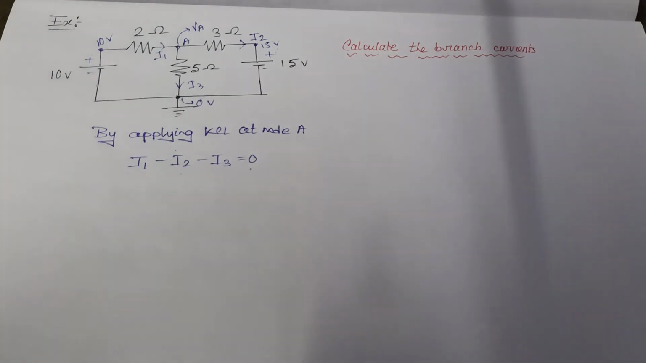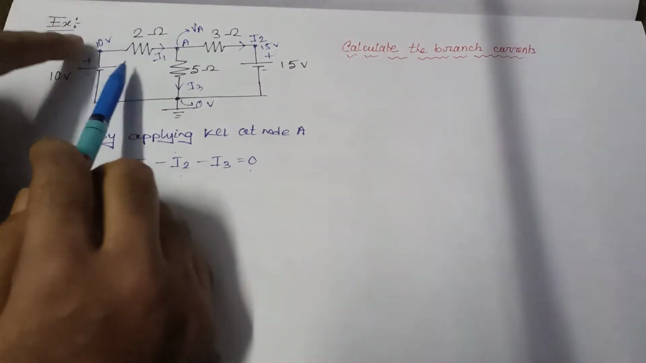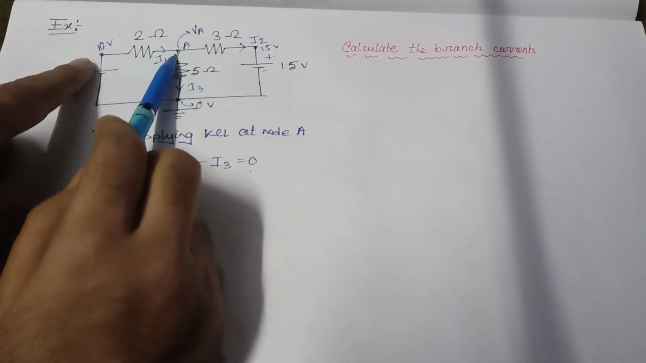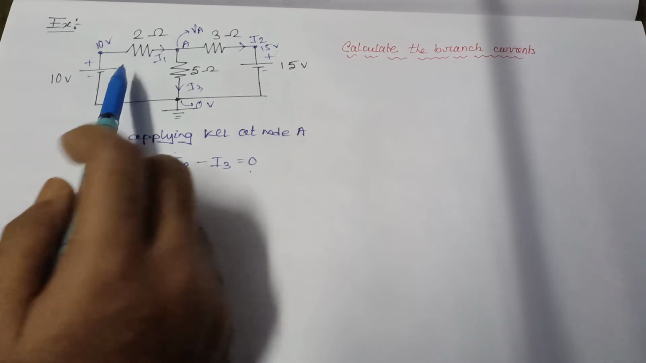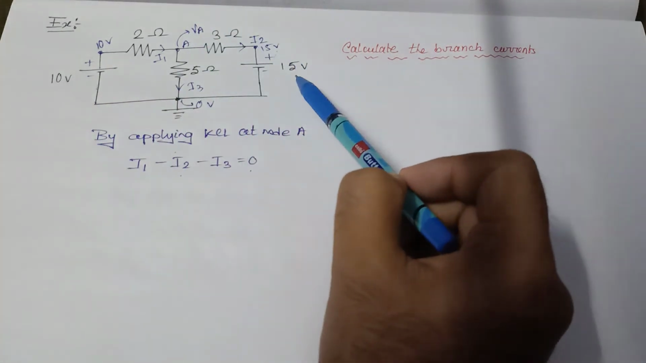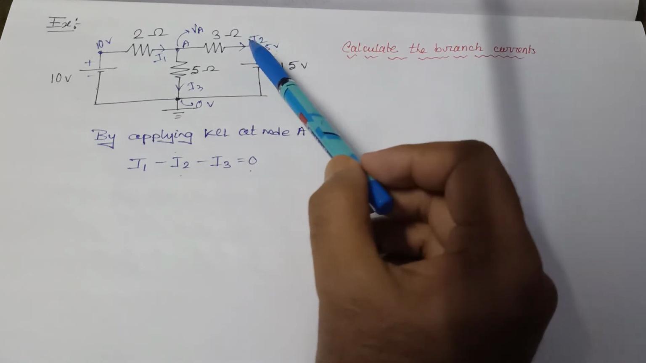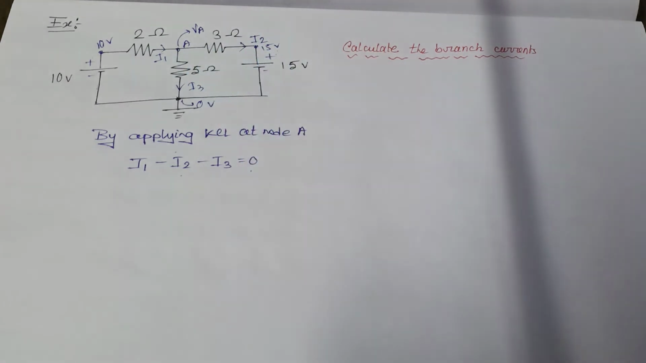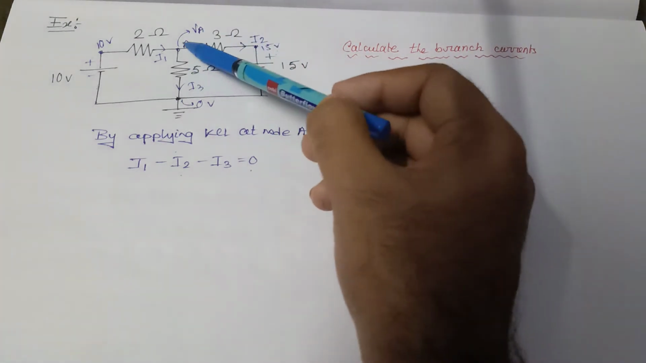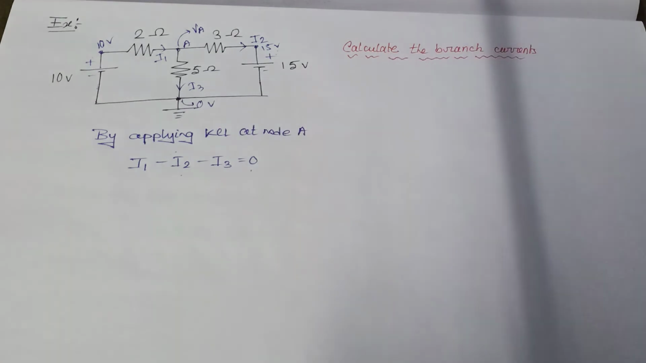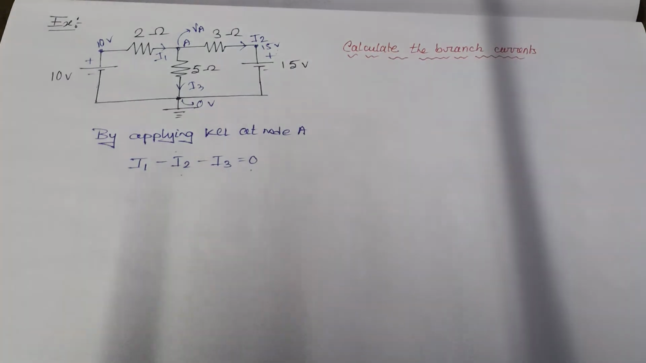So see, in this case you have considered that 10 volt is higher than VA because current I1 is approaching from this to this, and in this path you have considered VA is higher than 15 volt because current is moving from this port to this port, and in this case you have considered VA to be greater than 0 volt because current is moving from A to ground, right?